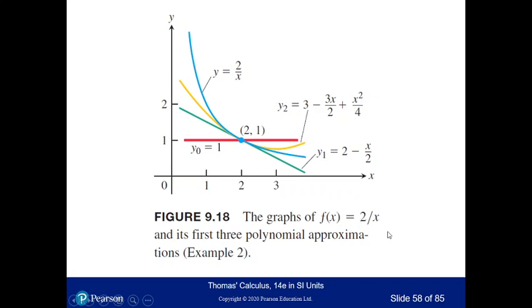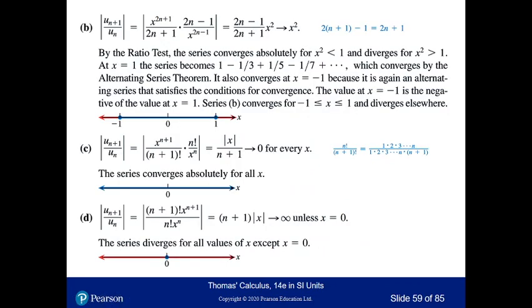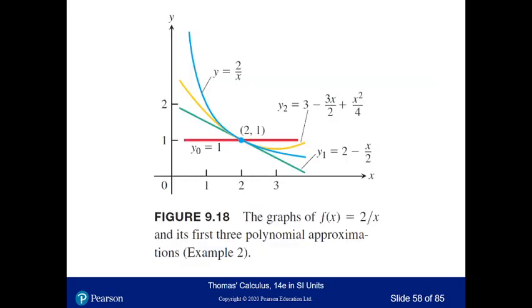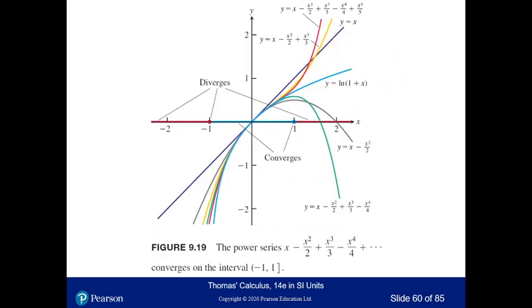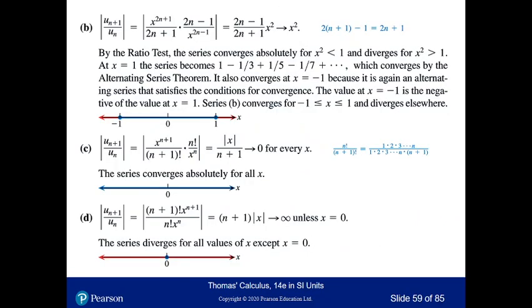Let's look at, for example, 2 over x. y0 is 1, y1 is 2 minus x over 2, y2 is 3 minus 3x over 2 plus x squared over 4. These functions that we have are going to approximate our original function 2 over x. So we are trying to use these polynomials to approximate this function. Okay, I'll tell you where we are going to get to from here.